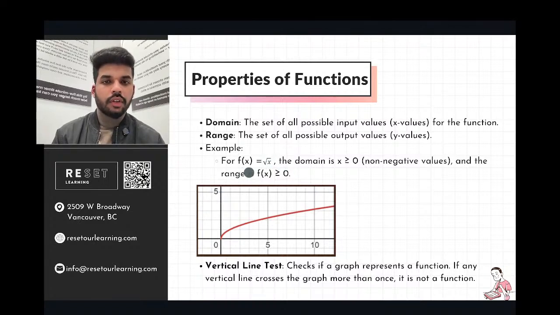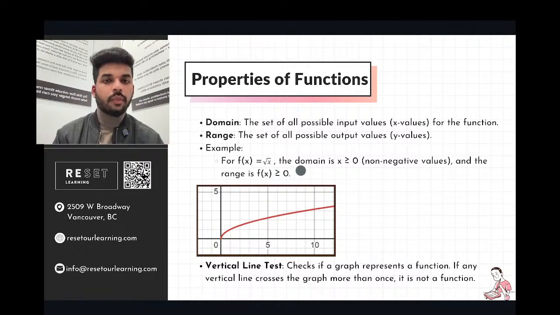Again, for the square root of x, the domain is x greater than or equal to 0, which means we cannot put in any negative values. And why is that? Because if we put negative values inside a square root, we don't get a real number as an output.